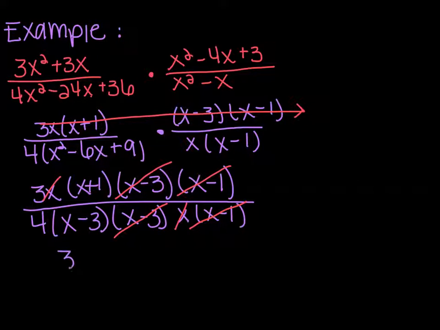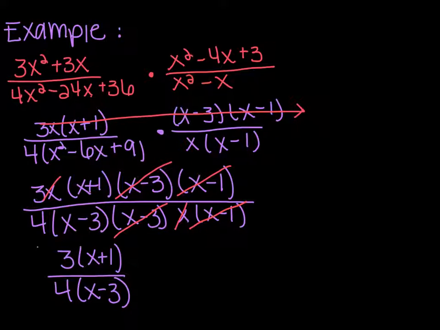So I'm left with 3 times x plus 1 in the numerator and 4 times x minus 3 in the denominator. And that's as simplified as you can make this rational expression. And so that is your solution.